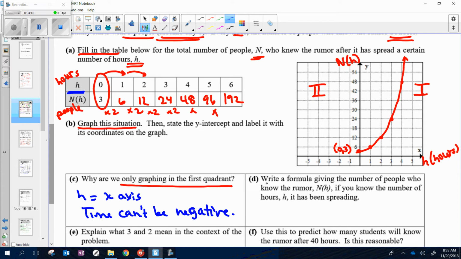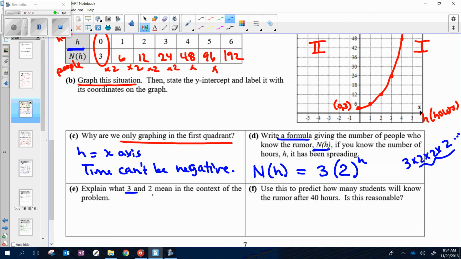Write a formula. So n of h, it's for the number of people who knew the rumor, so n as a function of time is starting at 3, our initial value, multiplying by 2 every hour. So we would start at 3, we multiply by 2, multiply by 2, multiply by 2, and you can see why this becomes exponential.